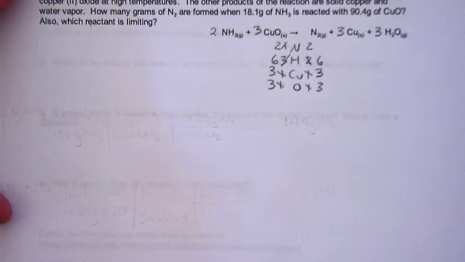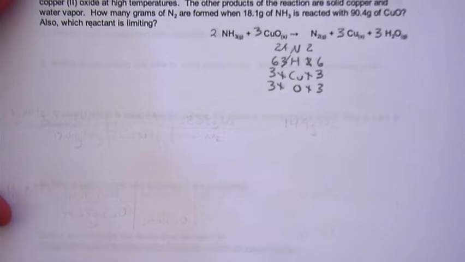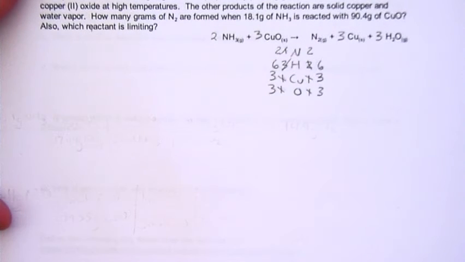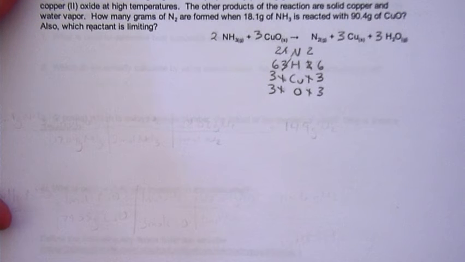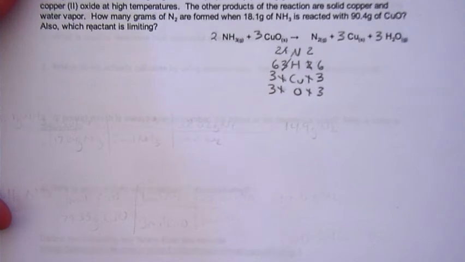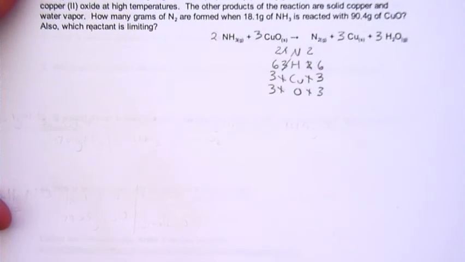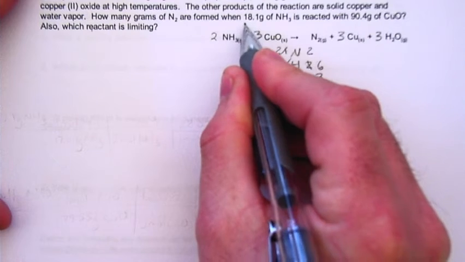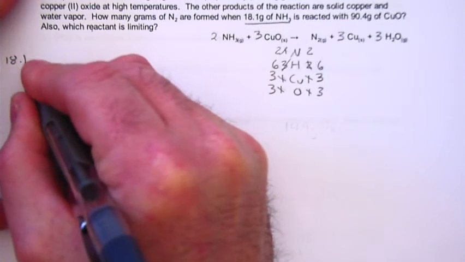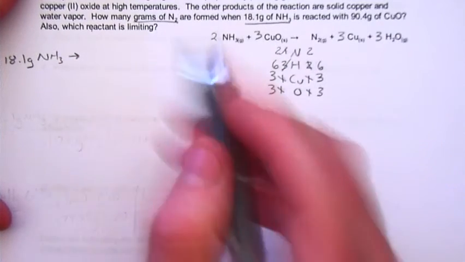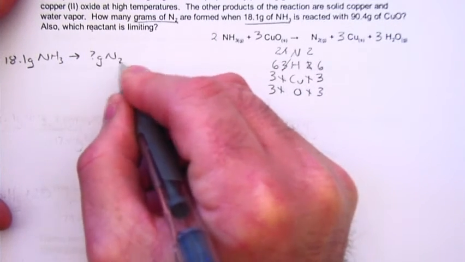Now, with all limiting reactant questions, there are 2 starting points and only 1 endpoint. So the easiest way to do a limiting reactant question is to simply do it twice, as 2 separate mass-to-mass stoichiometry problems. Whichever one gives us the lower number is the actual correct answer. So for the first one, we're going from 18.1 grams of ammonia to the same endpoint, how many grams of nitrogen.